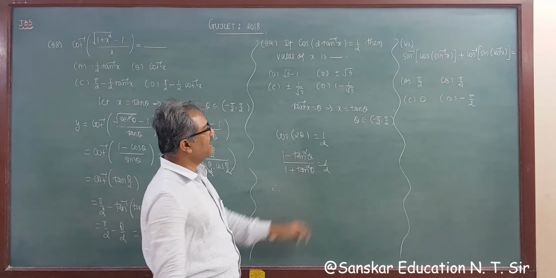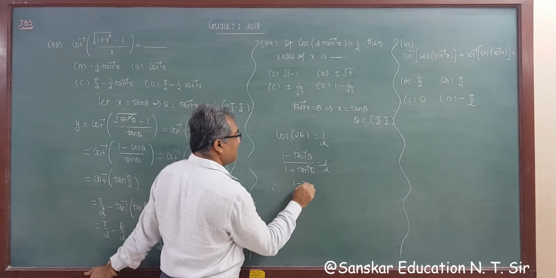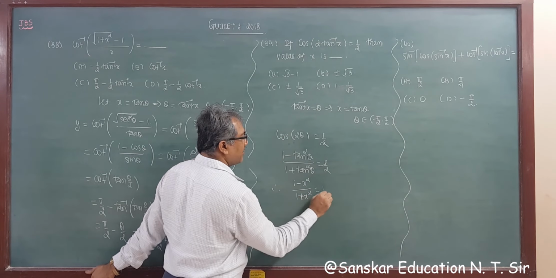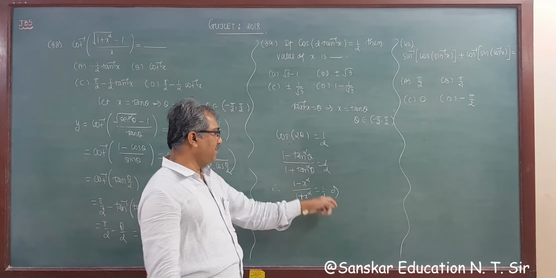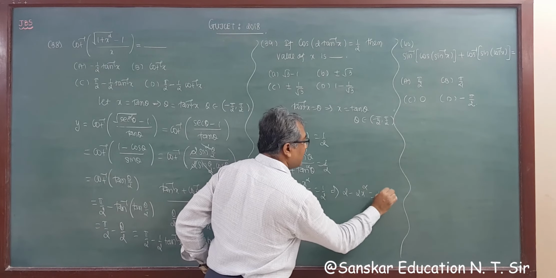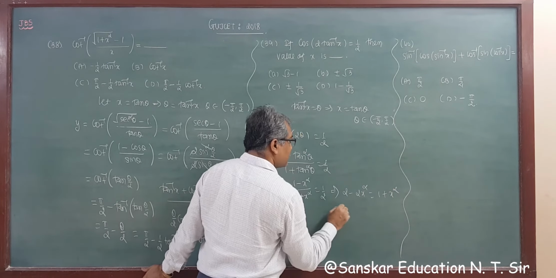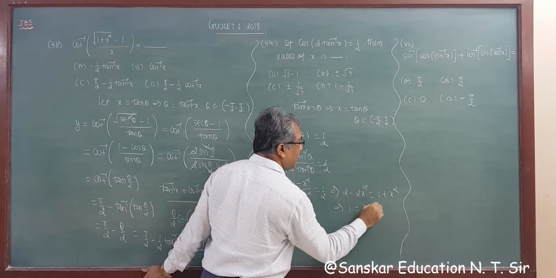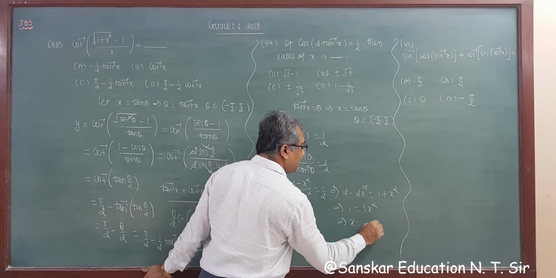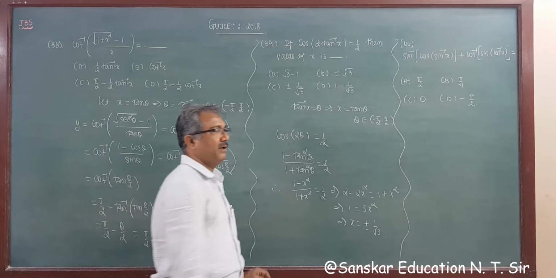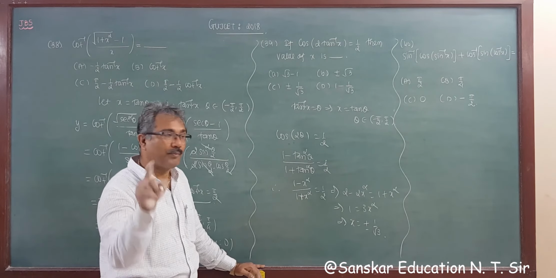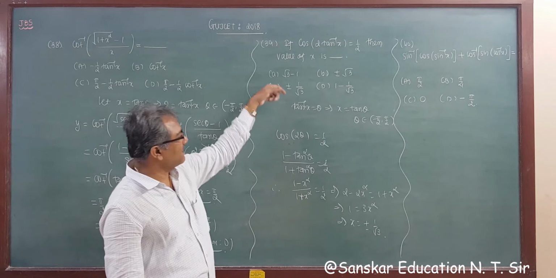So tan theta is x. So this is 1 minus x square upon 1 plus x square is equal to 1 upon 2. So cross multiplying we get 2 minus 2x square is equal to 1 plus x square. So this implies 1 is equal to 3x square. So we get x is equal to plus or minus 1 upon root 3. So the possible value of x is this.